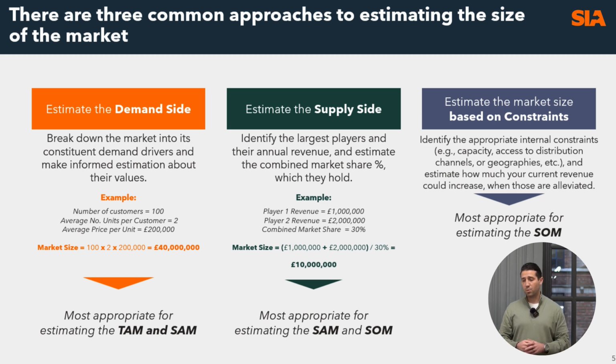This is often most appropriate for looking more specifically at the SAM and the SOM. Finally, we may estimate the market based on constraints. So we identify the appropriate internal constraints. It could be capacity, it could be access to distribution channels, it could be geographies, and we estimate how much your current revenue as an organization could increase when those are alleviated. And this is often most appropriate when looking at the SOM.